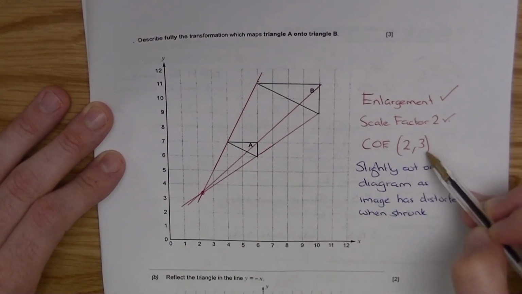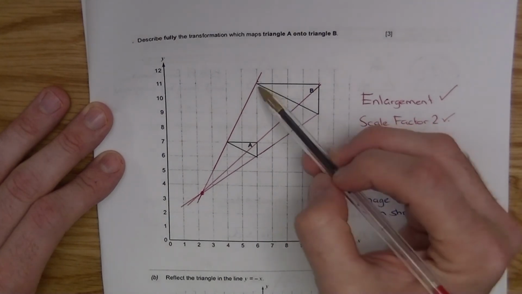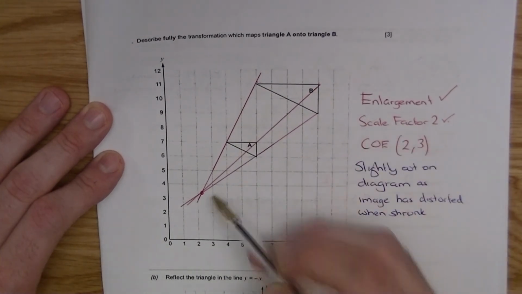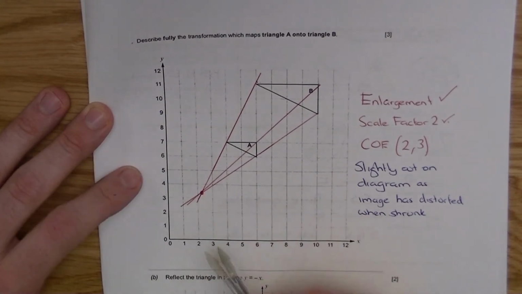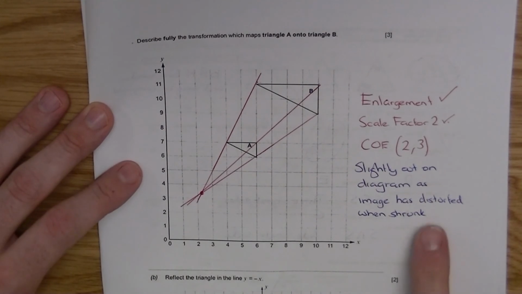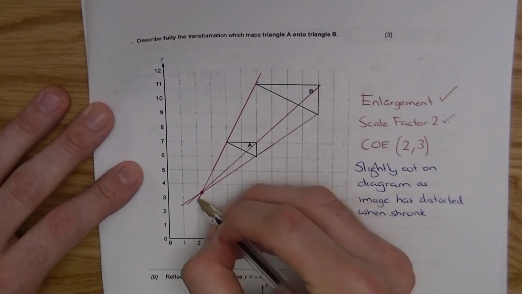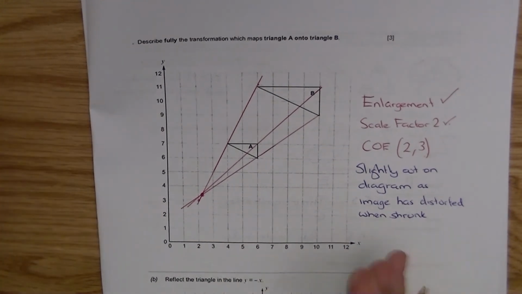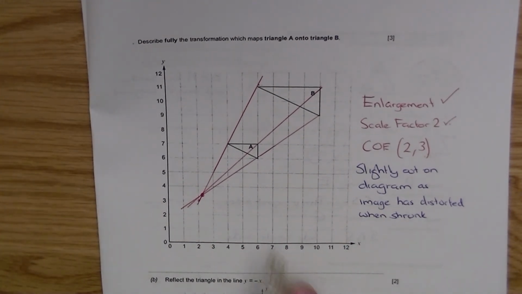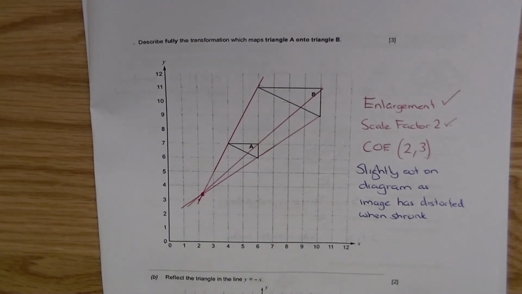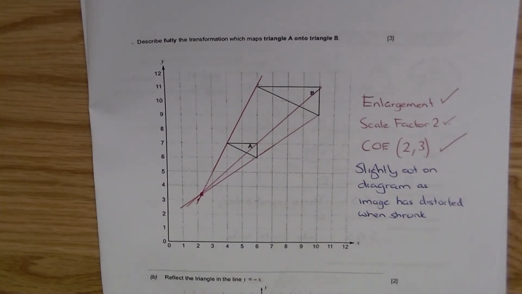But you also need to give the centre of enlargement, and that'll involve drawing the rays that connect the equivalent points, and they'll go through a certain point. Now, this is slightly out. If this hadn't been shrunk by myself on this page, you'd have found that that point was here at the coordinate 2, 3. Because I've shrunk this to fit it on the page, it's kind of distorted it and made it sort of miss that point, but don't worry about that.